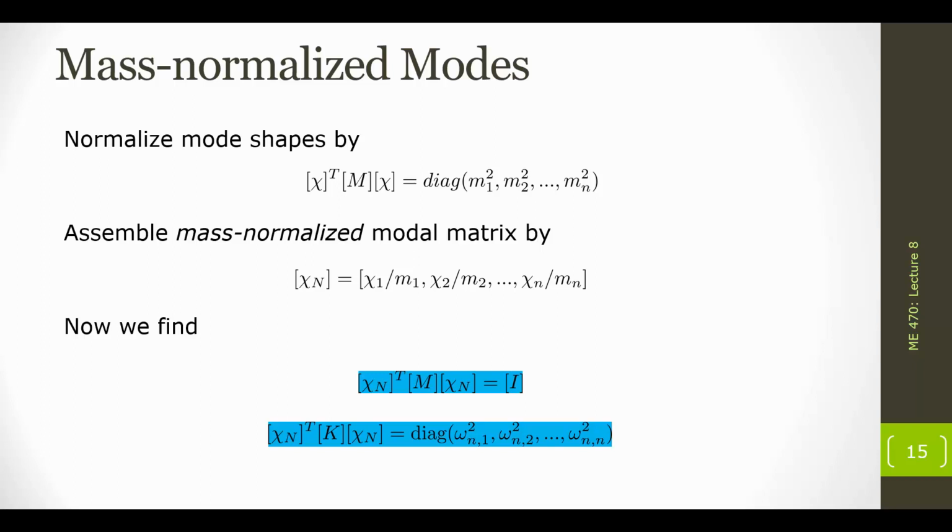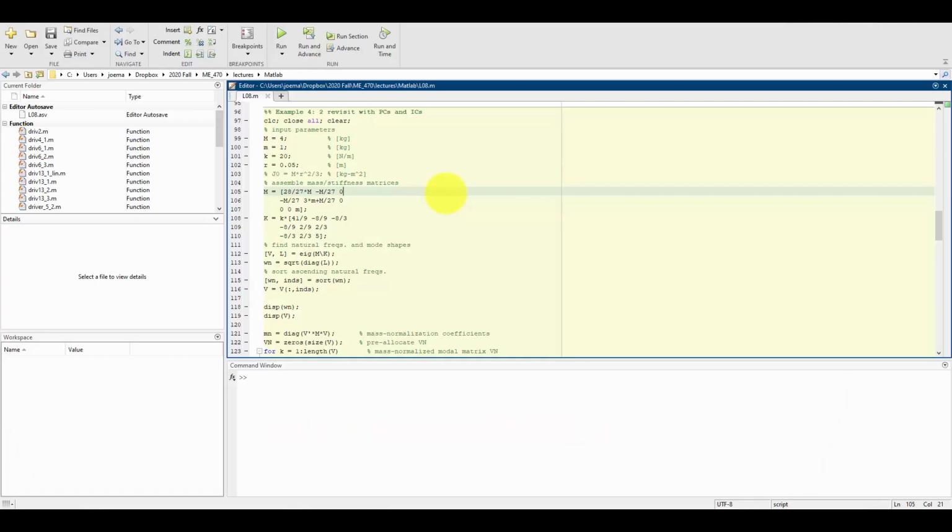And then to test whether we have the right mass-normalized modal matrix, we're going to pre-multiply m by the transpose of it, and post-multiply by itself. We should get the identity matrix. And if we do the same thing, but with the k matrix in the middle, we should get a diagonal matrix made up of the squares of the natural frequencies, which we already found previously. So we'll go into MATLAB to make some of these calculations, and then we'll write down the results and record them as well.